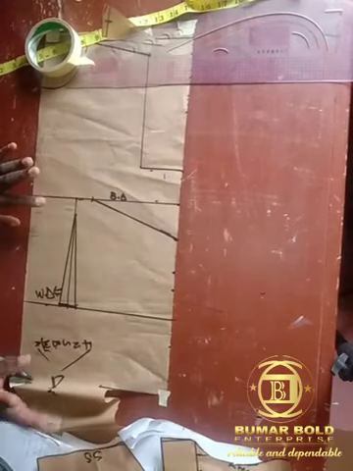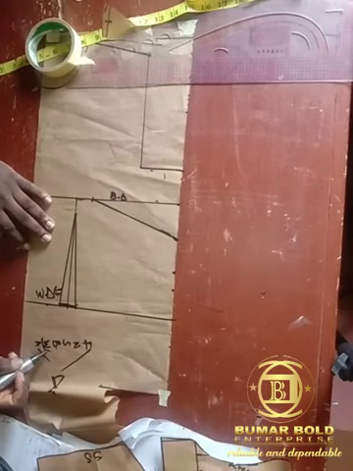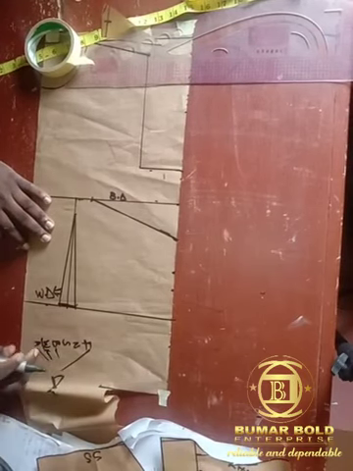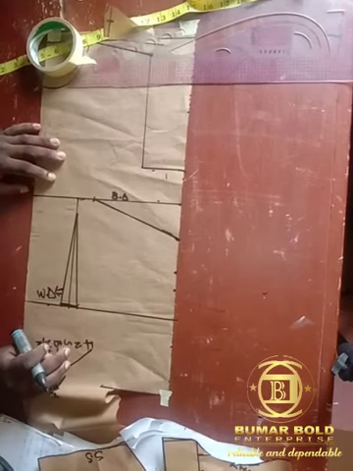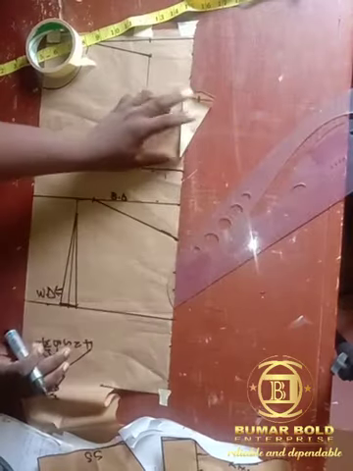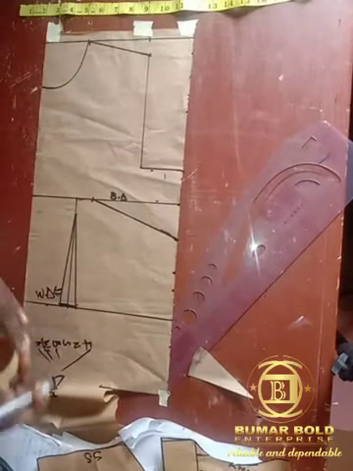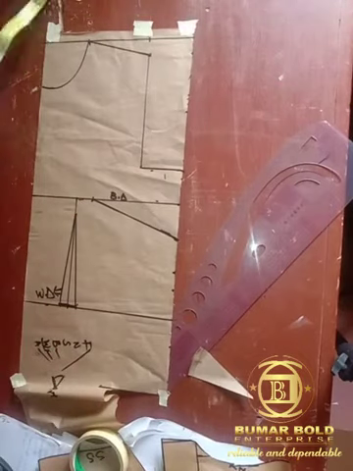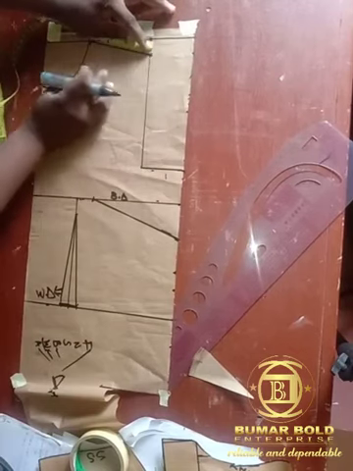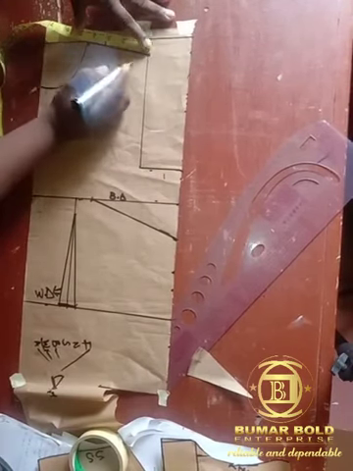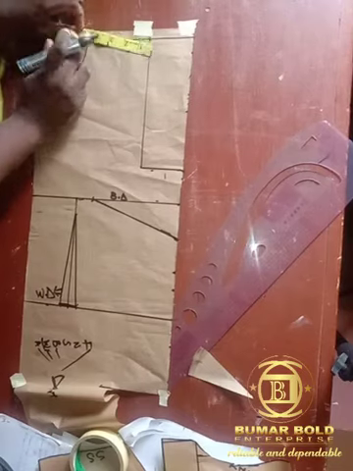Then another thing again: we've done the waist dart and the bust dart. So the next one is the shoulder dart, manipulating the shoulder dart. All you just have to do is to measure this shoulder slant, the distance. So I have 4.25 here. I will divide it by 2.